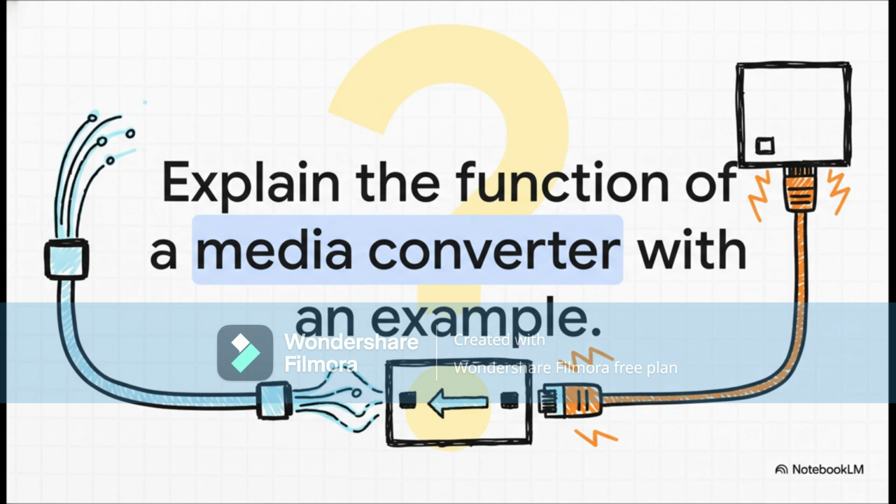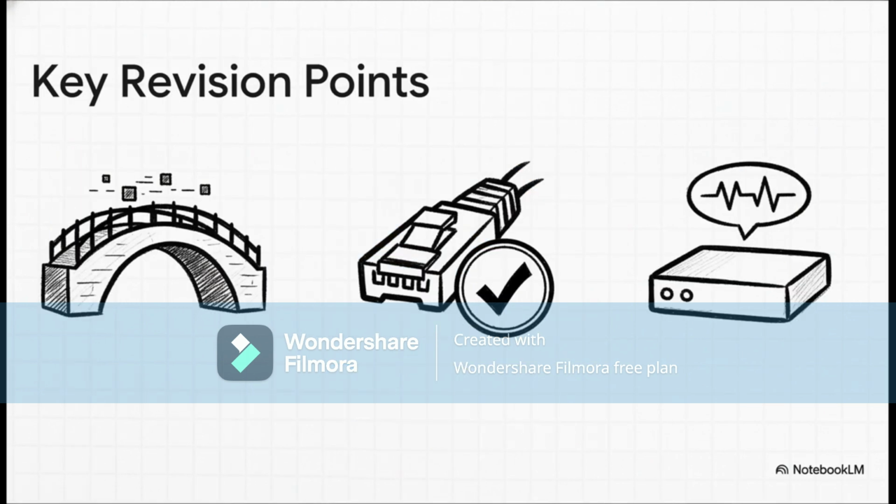Explain the function of a media converter with an example. And guess what? You know exactly how to answer this now. You'd say that it acts as a translator for signals between different cable types. And your go-to example is connecting a fiber optic network to a device that uses a normal Ethernet port. Perfect answer.